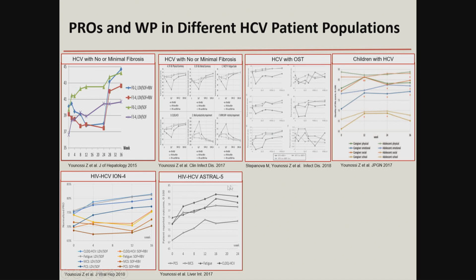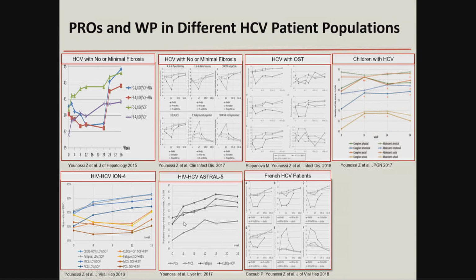And if you look at ASTRAL-5 data over here, there is significant improvement of PROs in patients who are co-infected. In fact, we all now treat patients who are co-infected the same exact way as mono-infected individuals, and that can also be supported by the PRO data. Finally, we looked at a different part of the world in terms of PROs for French patients with hepatitis C.